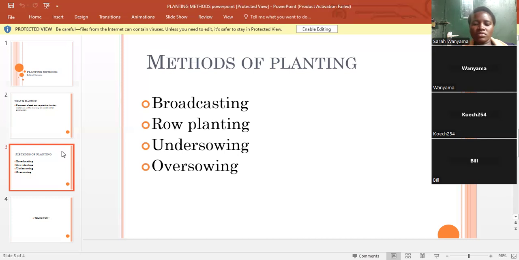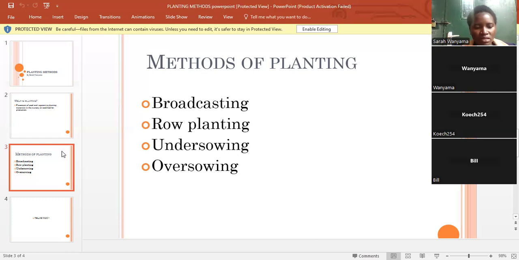So it gives you allowance of even doing mechanization in terms of carrying out routine management practices. Row planting can be used more even with mechanization. For instance, for maize, you can calibrate the planter such that it will drop the seeds at specific intervals during the planting process. We also have undersowing.